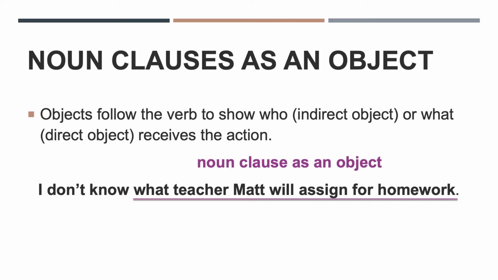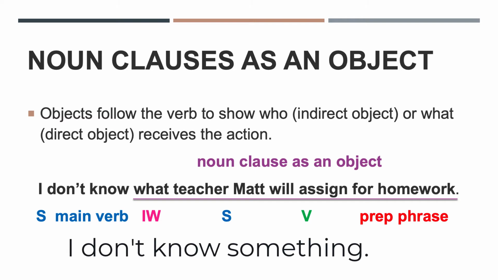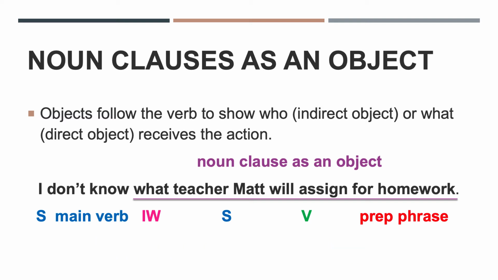So, if you see the example, I don't know what teacher Matt will assign for homework, you can clearly see that the main sentence has a main subject and a main verb. In this case, I and don't know. But then if you ask yourselves, what don't I know? You say, well, obviously something. What is that something? What teacher Matt will assign for homework.